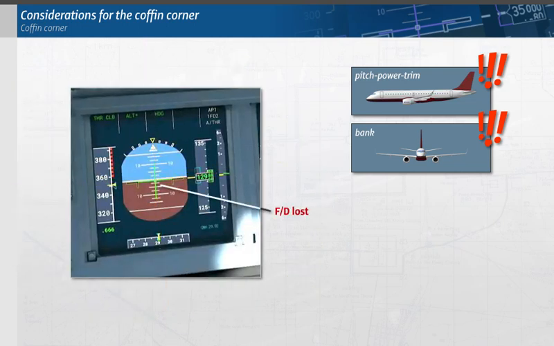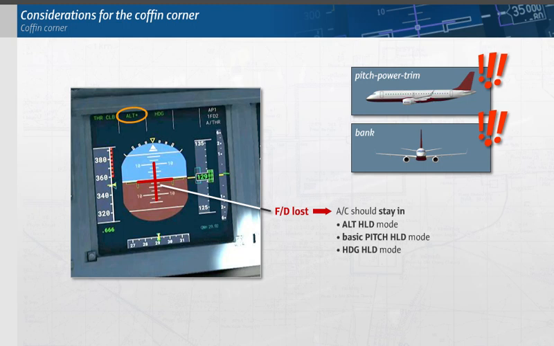If the flight director is lost, the aircraft should stay in altitude hold mode or basic pitch hold and heading hold mode.